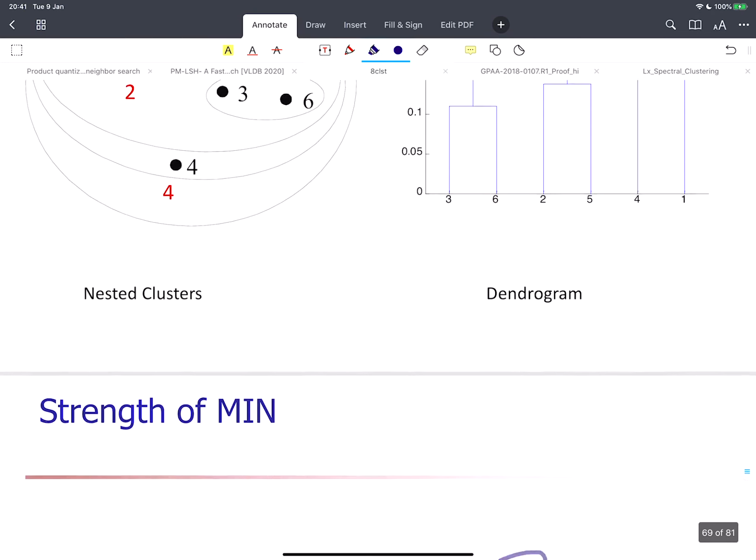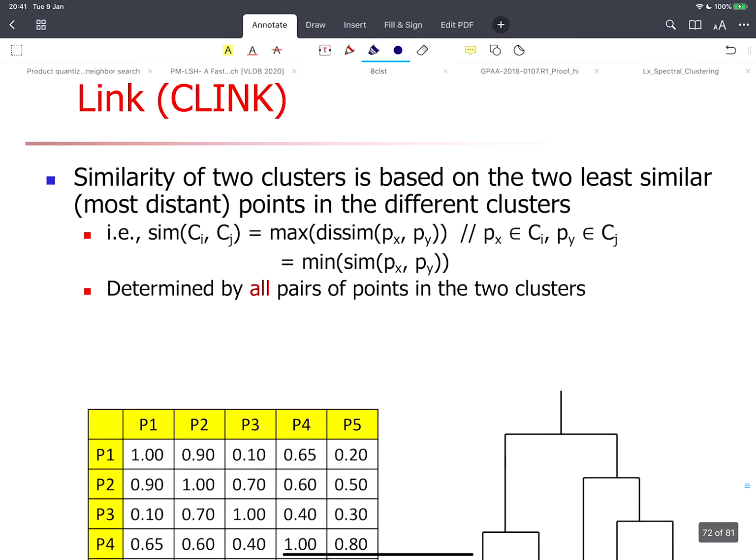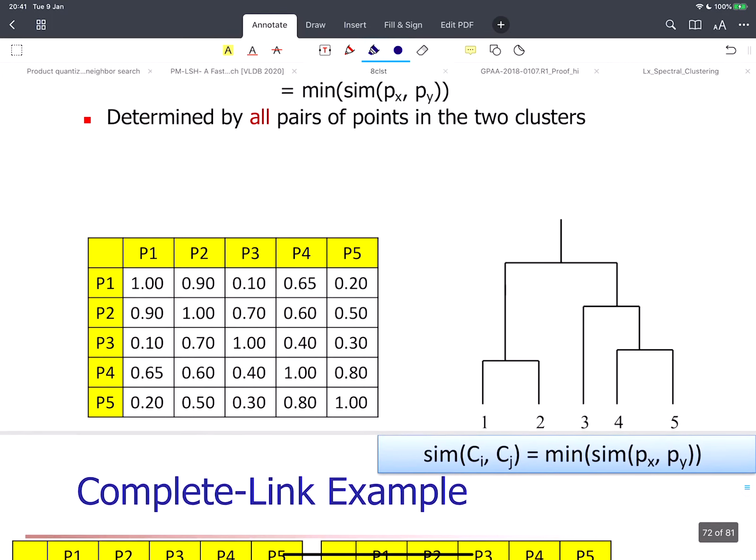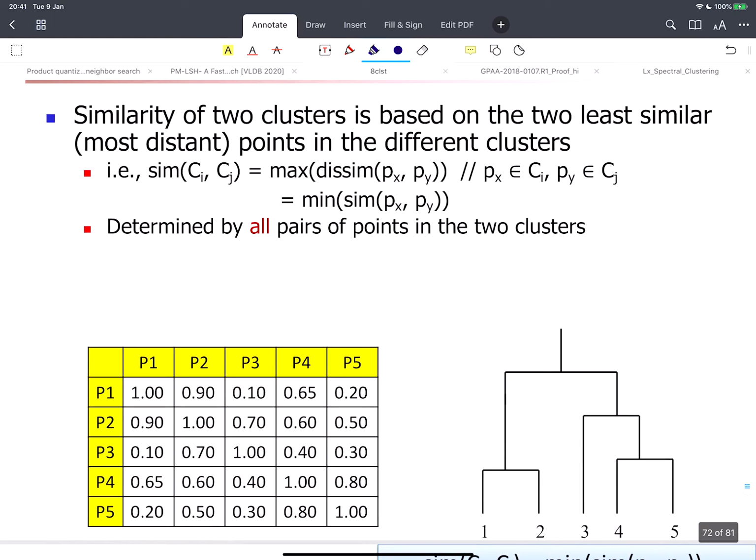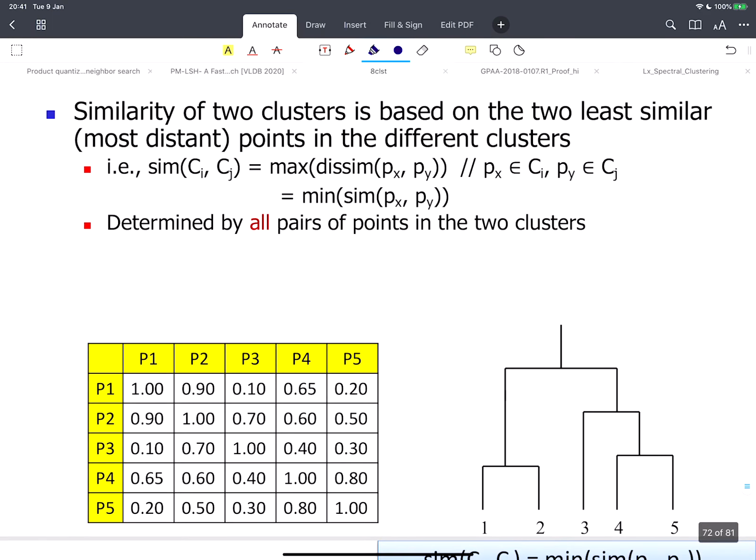The complete link algorithm is very similar to this one. It essentially always takes the maximum of the dissimilarity. If we use similarity, which is the case here, we should actually use the minimum. That's the main reason why I use a similarity matrix, just to emphasize that it's better not to remember the algorithm as min or max.